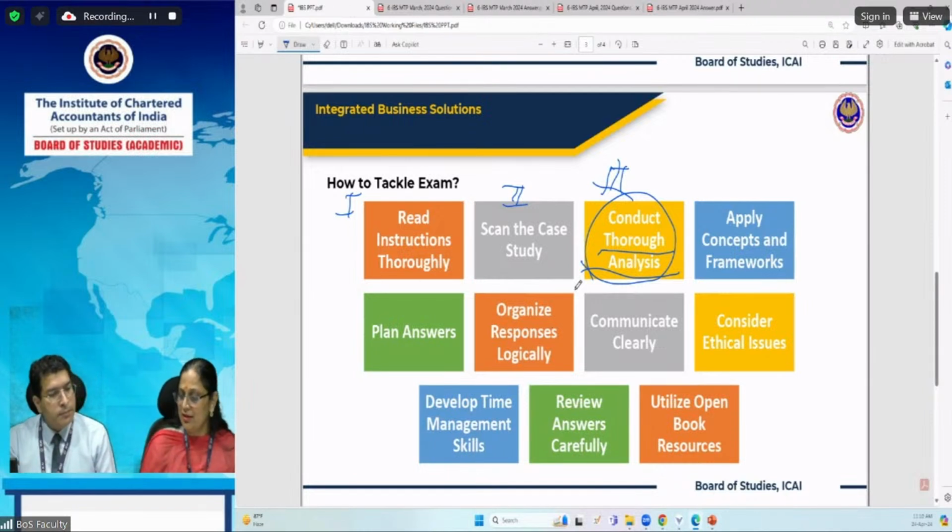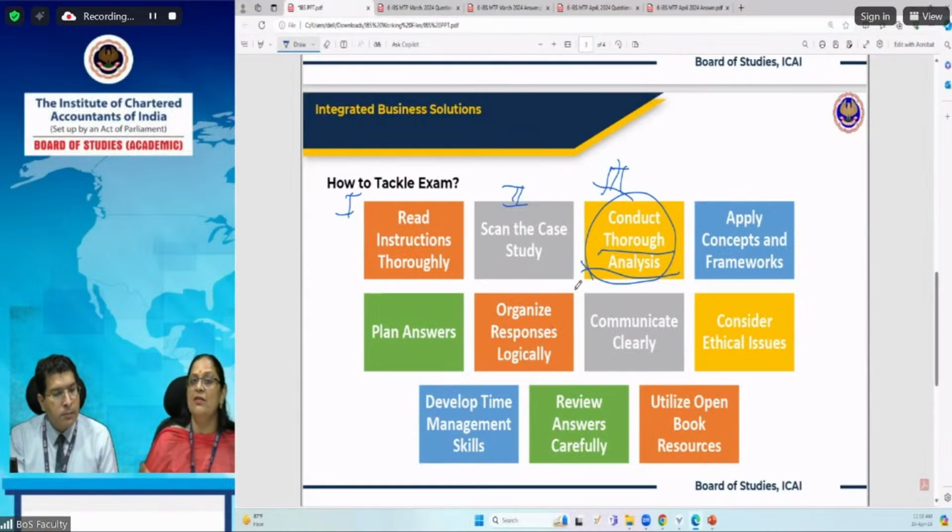So I think they are very clear that for an ethical issue based question, they need to read the question carefully. They need to identify the provision and how ethics is incorporated, because ethics is ethics, and to apply ethics is very, very important. So they need to consider what the ethical issues involved are.